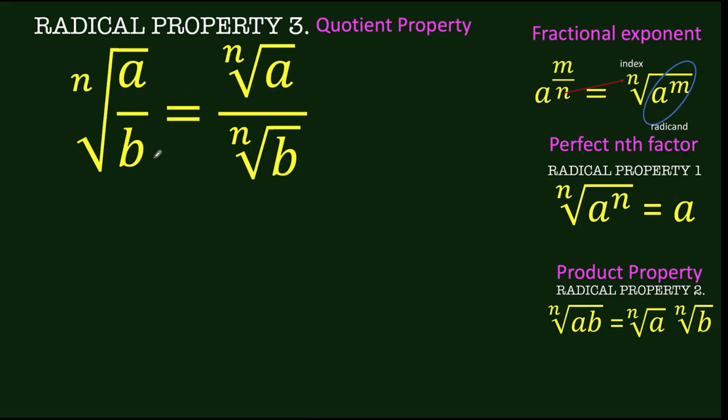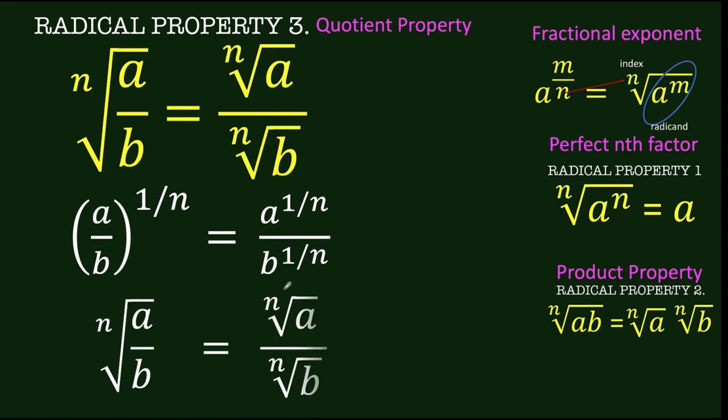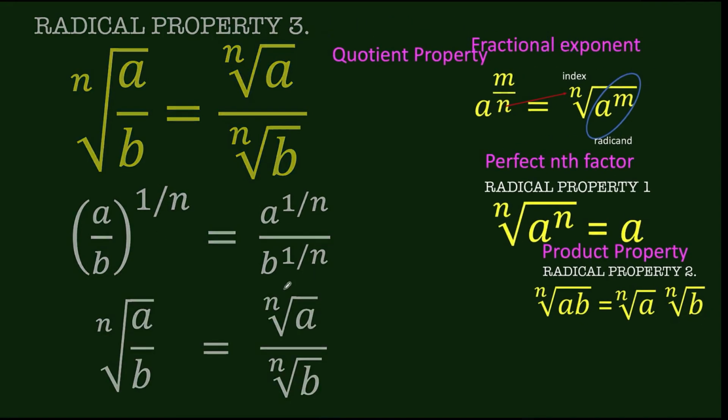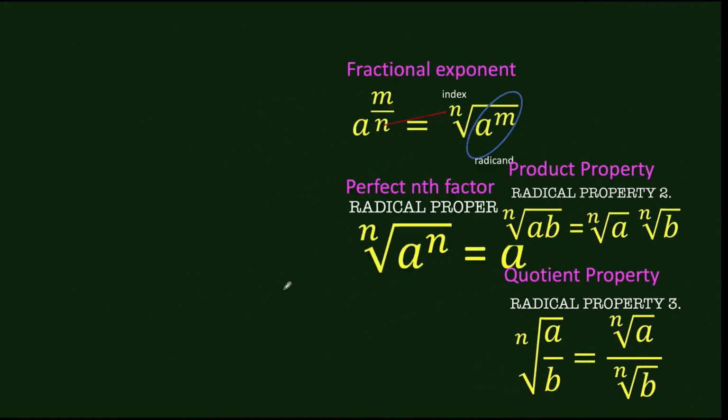We can show that this is true using, again, the exponential form of the number. So the exponential form of this radical at the left side is A over B raised to 1 over n. And here, we have a power of a quotient that we can separate as numerator and denominator. So we have the numerator raised to 1 over n, and we have the denominator raised to the same exponent. And we can write this back in their radical form. So these are the 4 properties of radicals that we are going to use to simplify radicals.